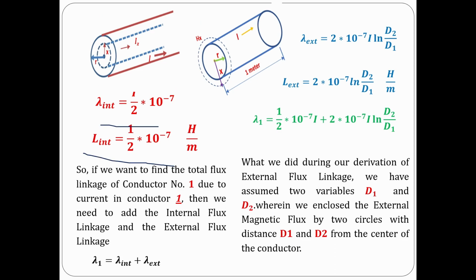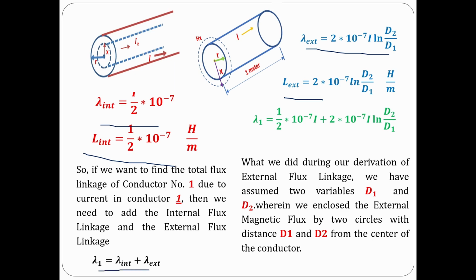And in part 2 of my lecture, I discussed the derivation of external flux linkage and external inductance, and this is the result. Before we can derive the inductance of conductor number 1, we will first derive the flux linkage of conductor number 1. If we want to find the total flux linkage of conductor number 1 due to current in conductor number 1, then we need to add the internal flux linkage and external flux linkage.